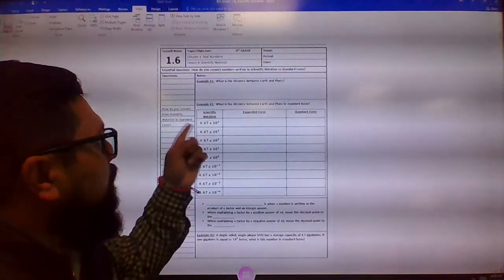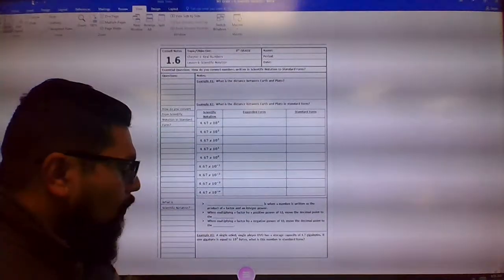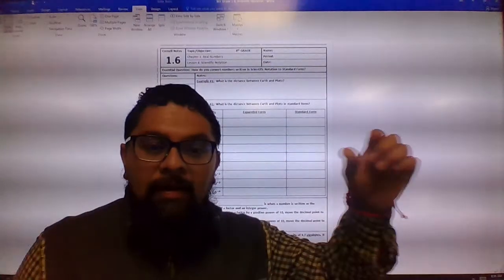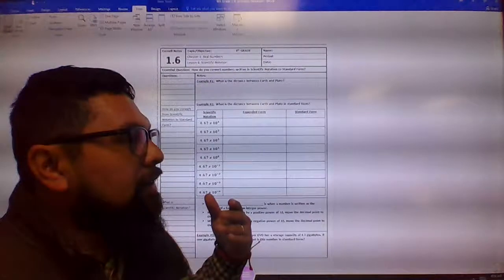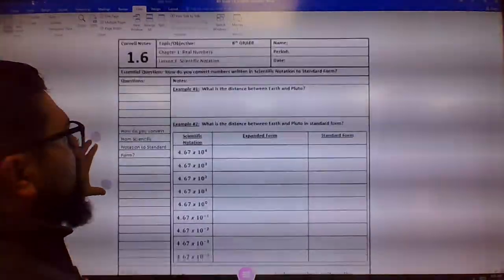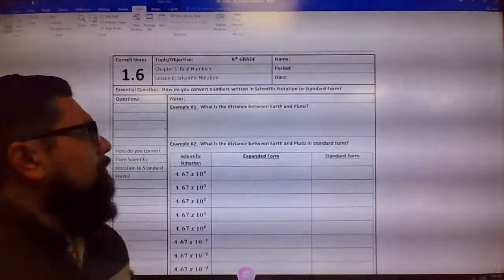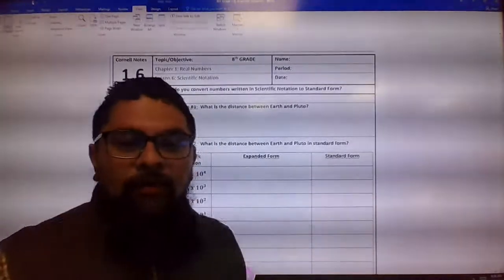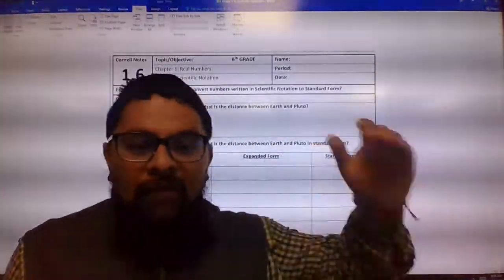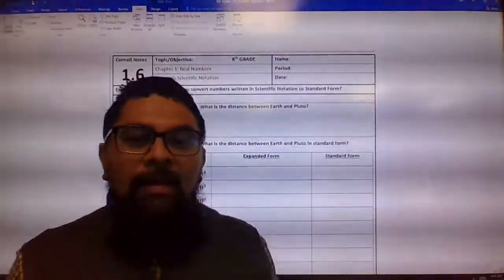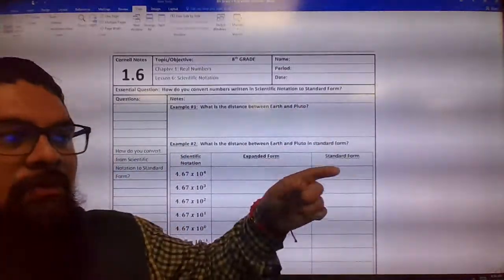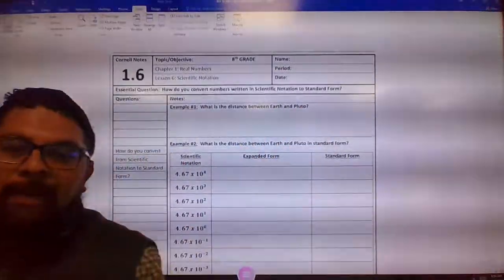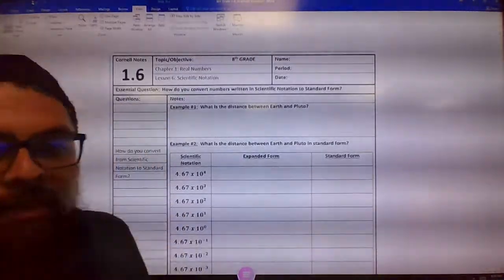So let's go ahead and review a little bit of 1.6. You should have reviewed it already in a previous slide. We're dealing with scientific notation. Our essential question was, how do you convert numbers written in scientific notation to standard form? We found out there's 5 steps. Basically we're moving the decimal either to the right or to the left.